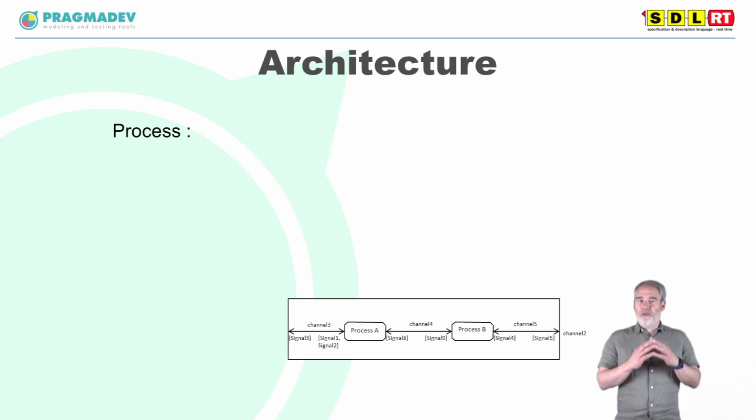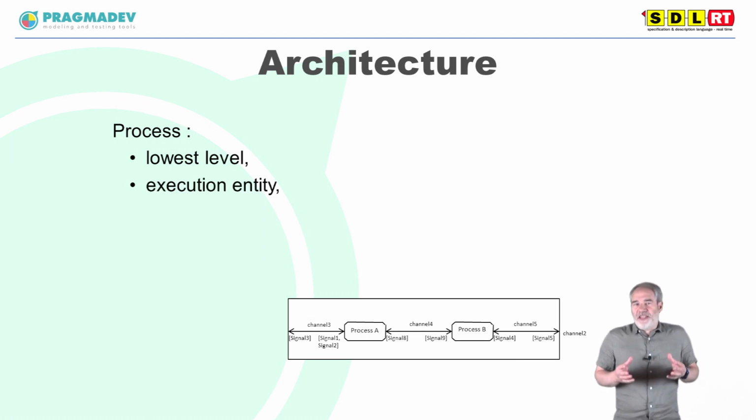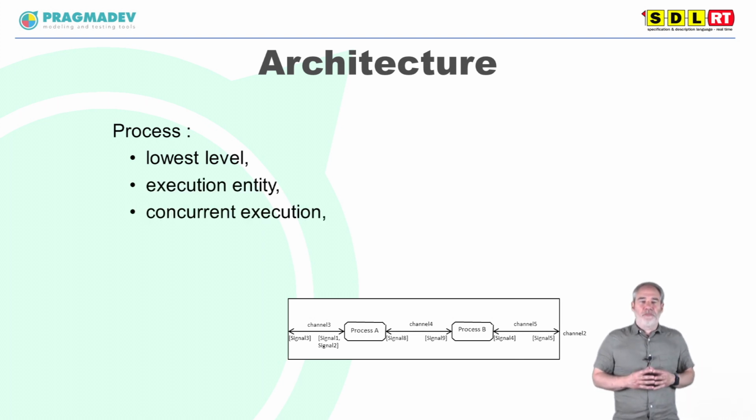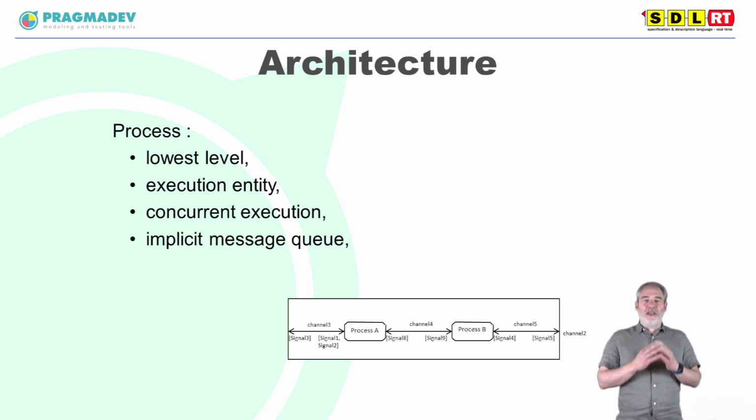Processes are the lowest level of the architecture. A process is an execution entity. Processes execute concurrently even within the same block. Each process has an implicit message queue. The process reads the queue when it is done handling the previous message. So message-based communication does not interrupt the current execution. Therefore, it is asynchronous.